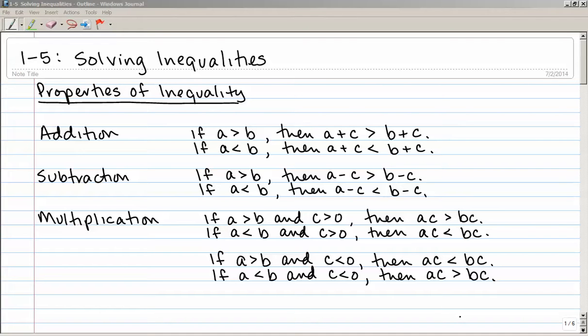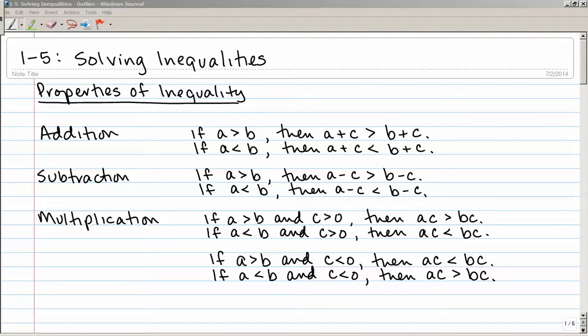Section 1-5 is entitled Solving Inequalities, and we have a whole bunch of properties of inequality. Most of these are very similar to the properties of equality that we did a couple sections ago.